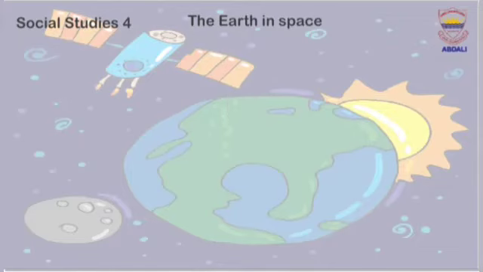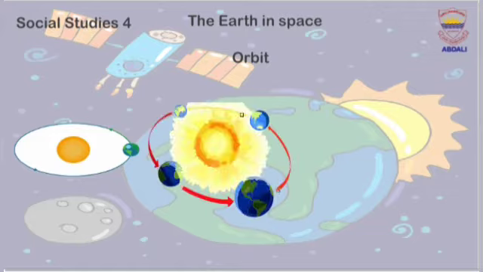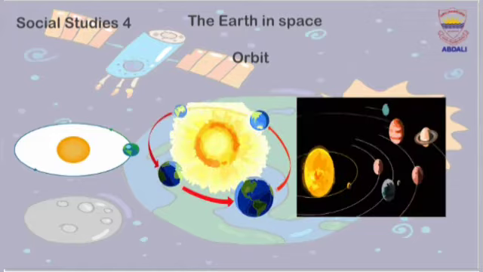Let me explain some special words. Our first word is orbit. Do you know what is orbit? My dear students, it is the path of the Earth around the Sun. Orbit is the path of the Earth around the Sun. Other planets and satellites also have their orbits.